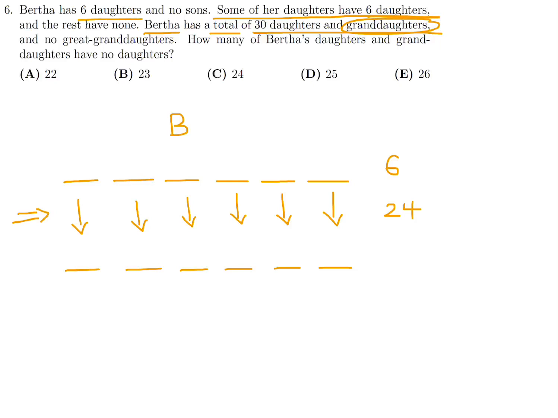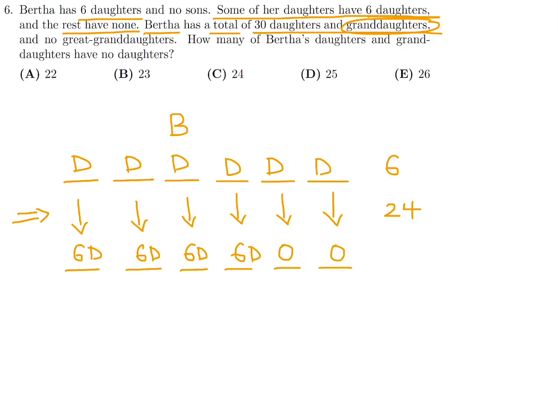She has 6 daughters, and some of her daughters have 6 daughters. So if they have 6, say 6 here, 6 here, 6 here, and 6 here, that adds up to 24. That's the only way I can make this fit. And then the rest have none. So this is 0 and 0. Got it? So this is a daughter like that. And then 6D, 6D, 6D, 6D, 0 and 0. So this is the way it's distributed.